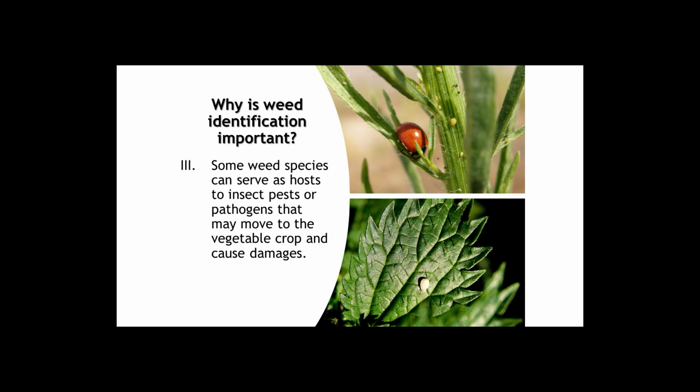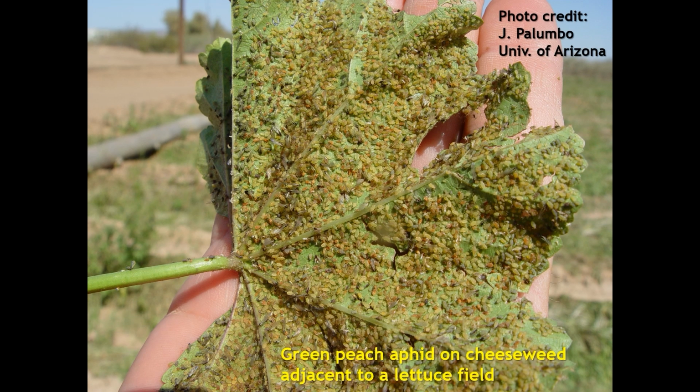Although weeds may not be competing directly with your crops, some weed species can actually serve as hosts for insect pests or pathogens that can move from the weed to the vegetable crop and cause damage. For example, here's a picture from the University of Arizona where you can see green peach aphids on cheeseweed, and this picture was taken adjacent to a lettuce field where the aphids moved on to the lettuce field and caused damage to the crop as well.